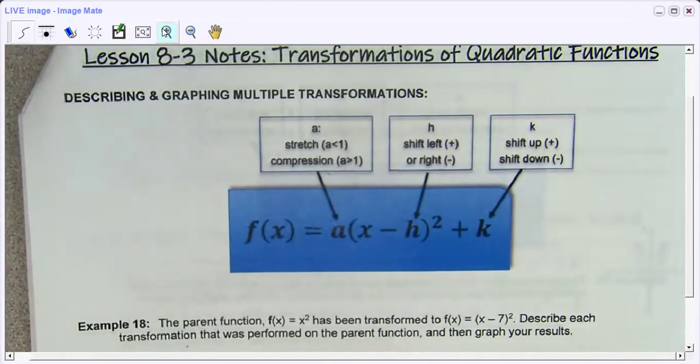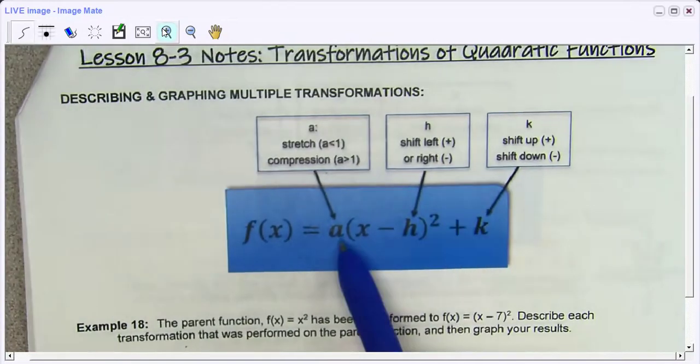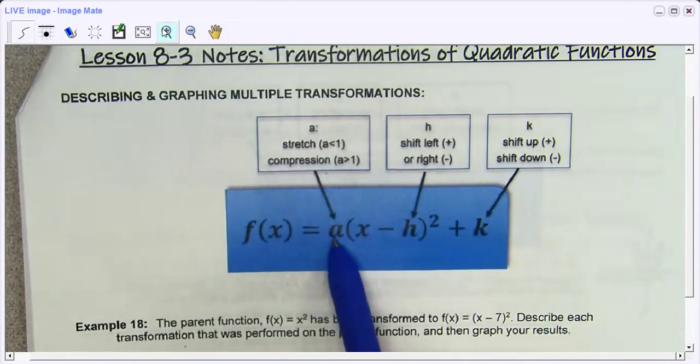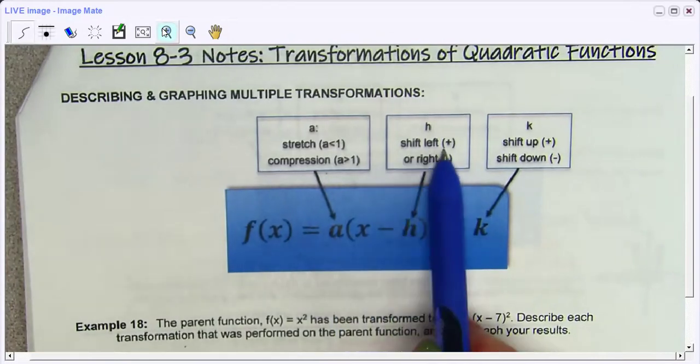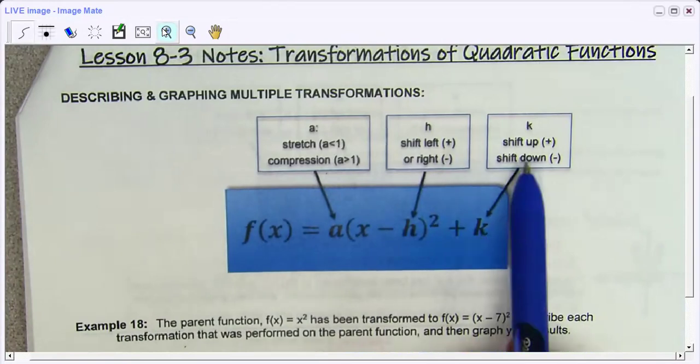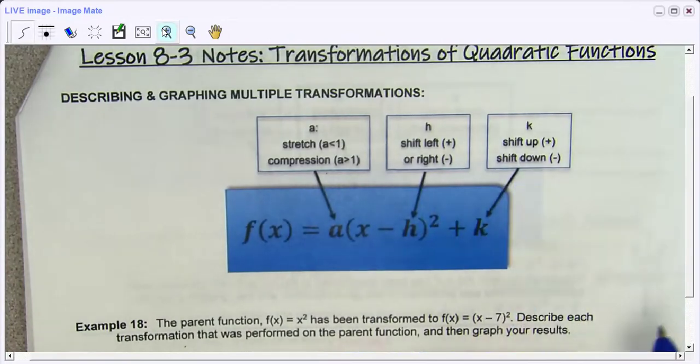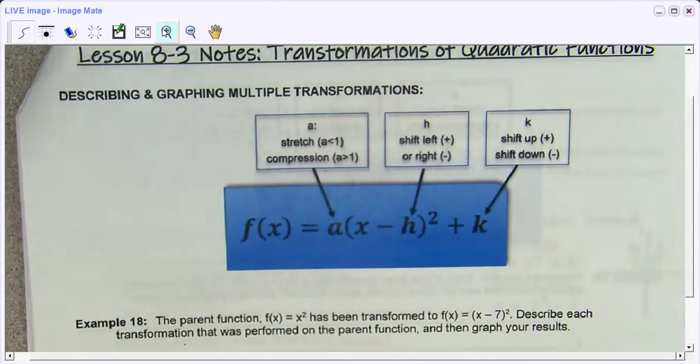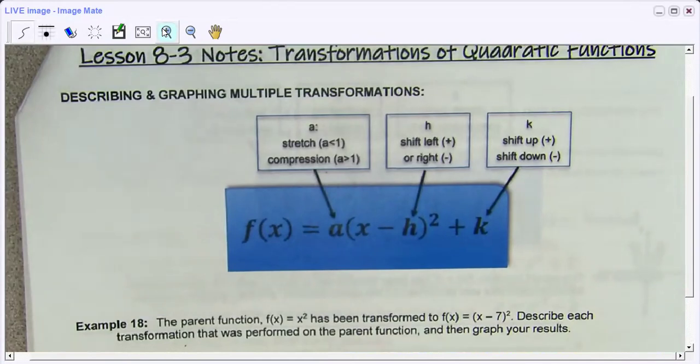All right, so here is the entire equation explained. You have a stretch and a compression, which is represented by A. The H is the shift left or right, and the K is either shifted up or down. So we are going to graph some equations here.